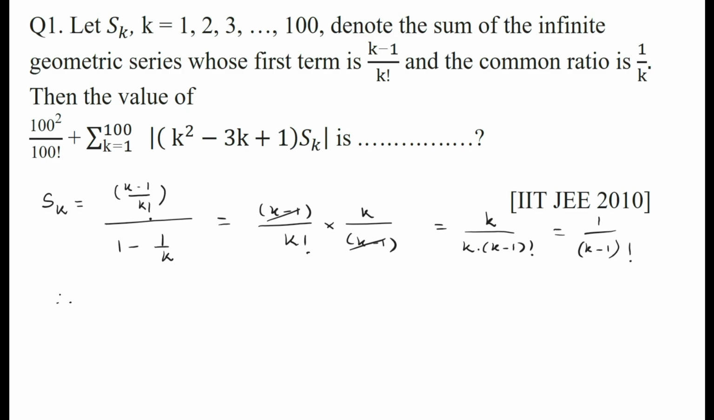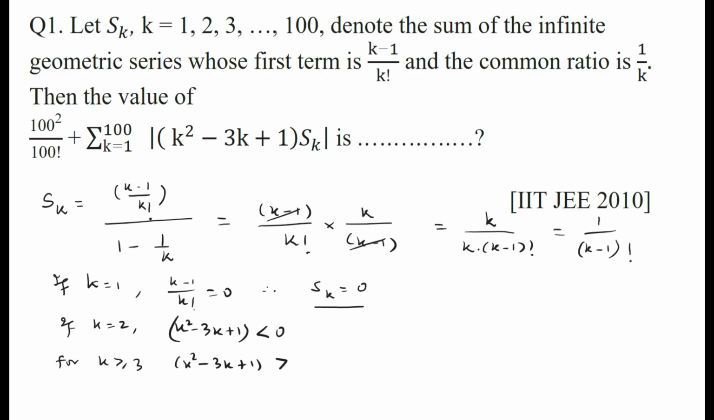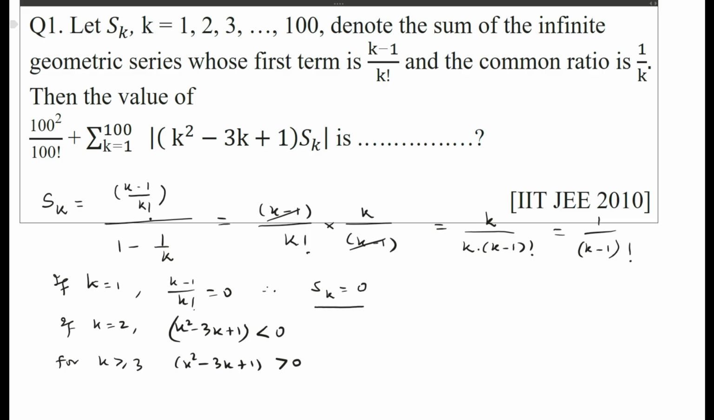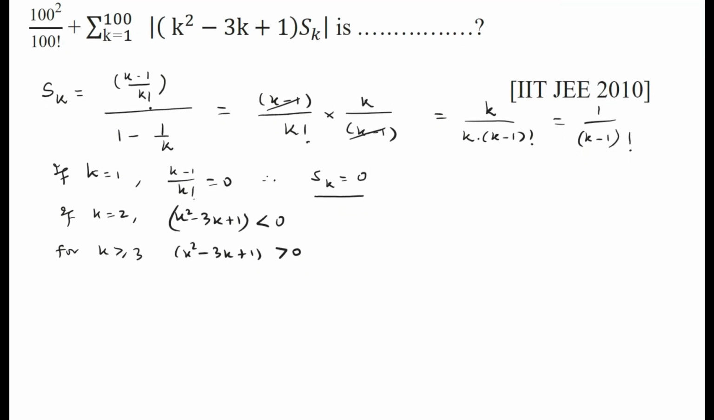Now we have to look at this expression given to us. We can see there is a modulus put here. Modulus sign is there over k square minus 3k plus 1. So we should be very clear as to where it will be negative or positive and even 0. At k equal to 1, it comes out as 0, and at k equal to 2, we find that k square minus 3k plus 1 is negative. But for k greater than or equal to 3, we find that it is a positive expression.